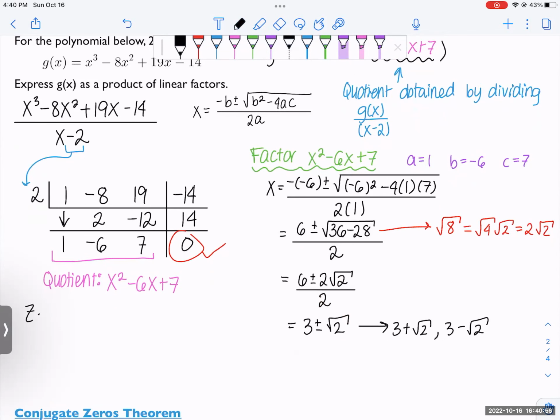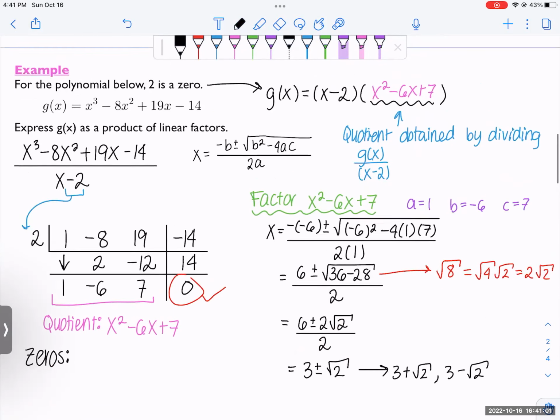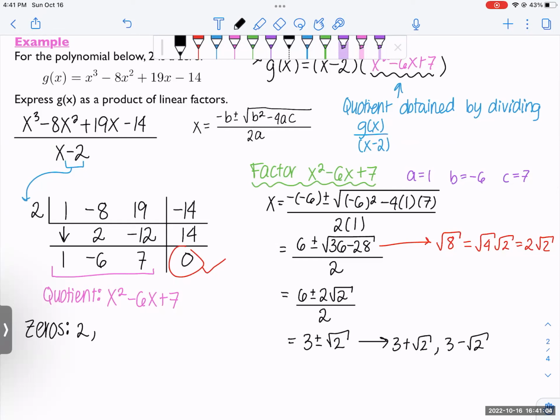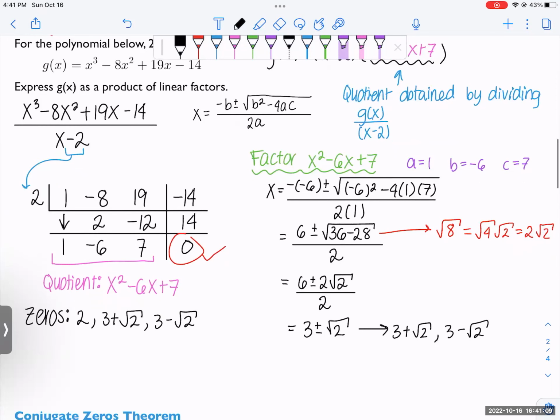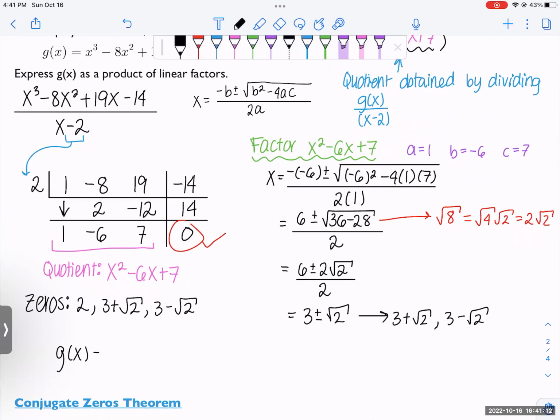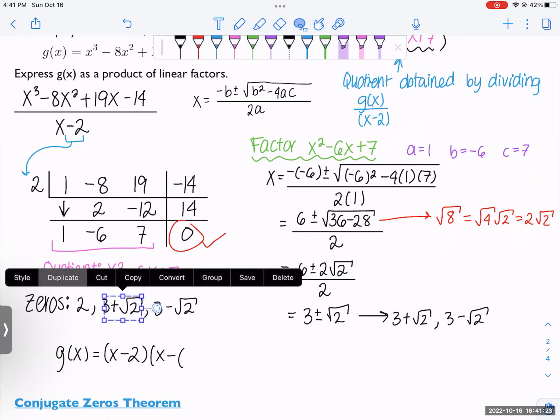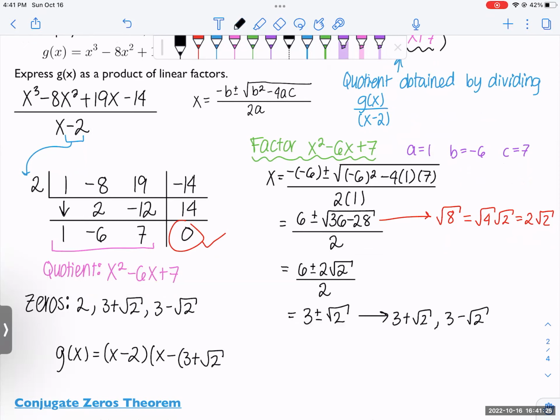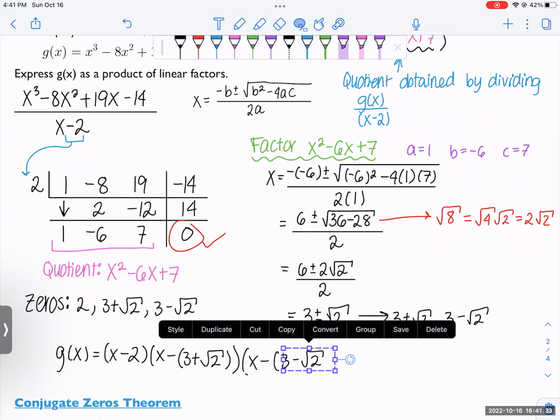So all the zeros together of this polynomial are 2, 3 plus square root 2, 3 minus square root 2. So writing g of x as a product of linear factors, x minus the 0: x minus 2, x minus (3 plus square root 2), in parentheses, x minus (3 minus square root 2), in parentheses.